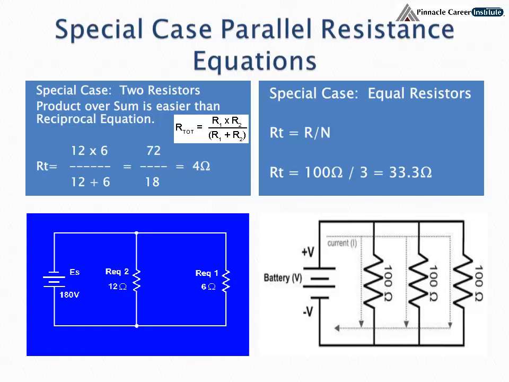The second special case equation is when I have equal resistors. When I have multiple equal resistors in a circuit, I just take the R value of one of the resistors and divide by the number that are in parallel. In the circuit below, we have 3 100 ohm resistors. I take 100 ohms, I divide by 3, I end up with 33.3 ohms. This is a really easy equation. Most of the time you can do this equation in your head.